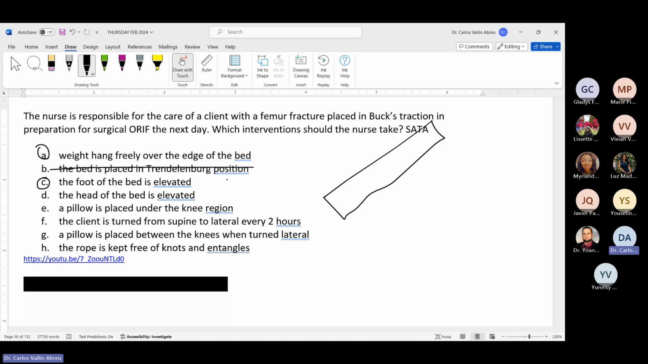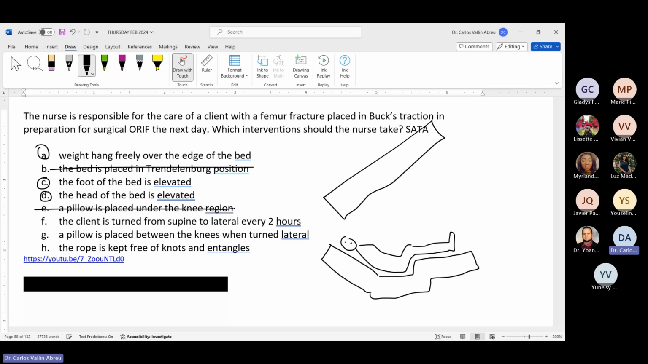The head of the bed is elevated. There is no problem in doing that. You can have the head of the bed in semi-Fowler for comfort of the client, and then the foot of the bed elevated. So the clinical bed is more or less this way, and the patient is going to be resting comfortably here. I don't see a problem in elevating the head of the bed because it makes the client more comfortable. A pillow is placed under the knee region? No, because it promotes DVT.